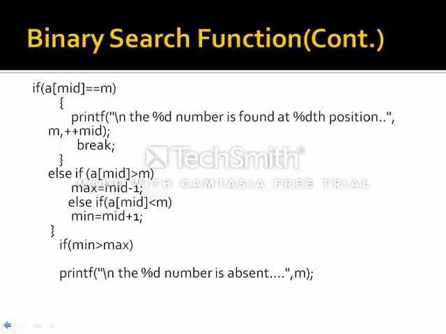element of an array and the key value. If the element is less than the key value, then min will be equal to mid plus 1. If the element is greater than the key value, then max will be equal to mid minus 1. If min is greater than max, the number is absent.